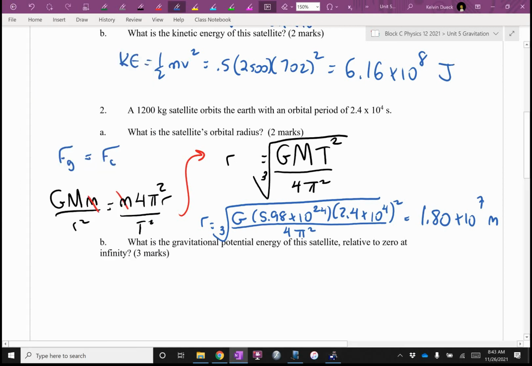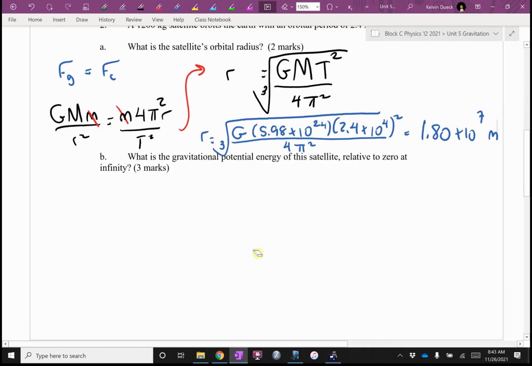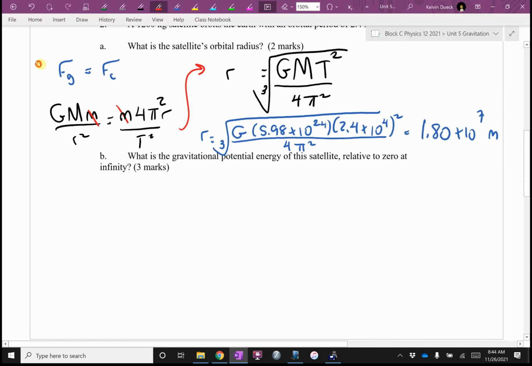What's the gravitational potential energy of this satellite relative to 0 at infinity? Why do I say relative to 0 at infinity? Oh, for 2 marks, by the way, I would probably go like this. Half mark if I saw that, half mark if I saw that, half mark for the numbers, and a half mark for the answer. Why did I say relative to 0 at infinity? That's my way, Deegan, of saying, please make sure you use cosmic. You can't use mgh. What's the cosmic one?